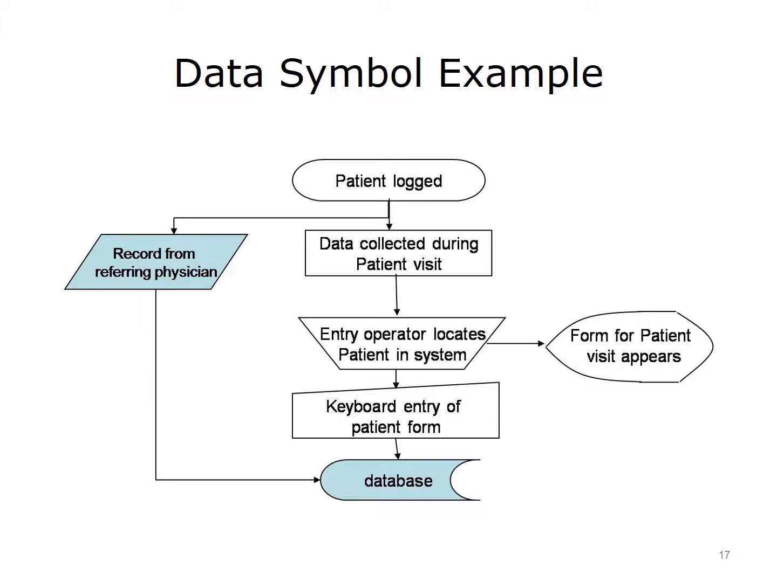In this example, data are represented in two distinct ways. Note that the generic data symbol is used for data from the referring physician. It does not specify medium, such as disk or electronic file transfer. However, because the data go directly to the database, it would be reasonable to infer electronic transfer. Use of the stored data symbol for the Office database also signifies data. The symbol specifically indicates stored data. The vertical cylinder could have also been used.